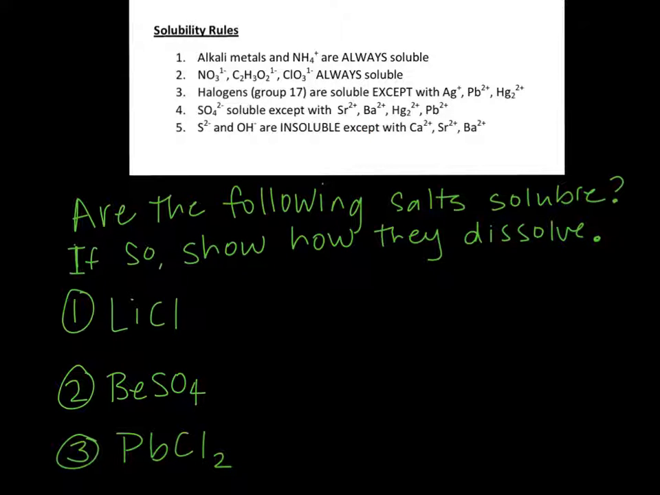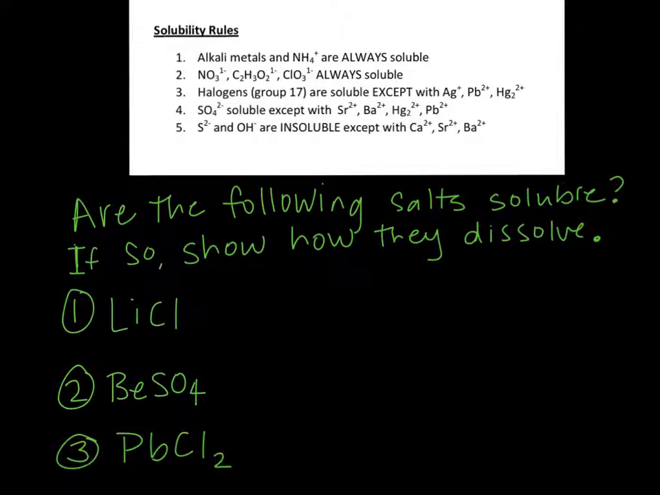Now, I didn't type the alkali metals and ammonium here because it's up here. So if it has an alkali metal or if it has ammonium in it, it is soluble, even if it's bonded with one of these. All right? So let's just do some examples. Are the following salts soluble? If so, show how they dissolve.